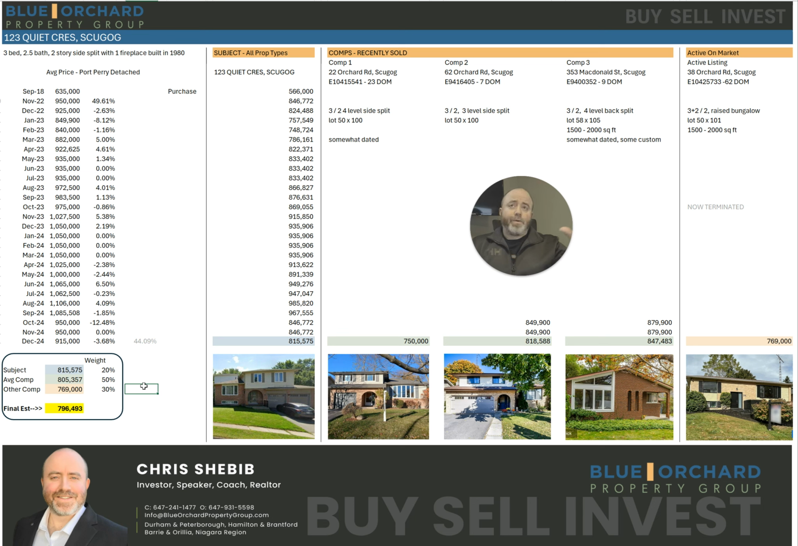Now, what we can do is say, well, this one had premium finishes, or this one was more dated, and so we can adjust based on this. But this gives us a very strong starting place if we're on the buy side to say, are they priced reasonably? And then we assess multiple variables.